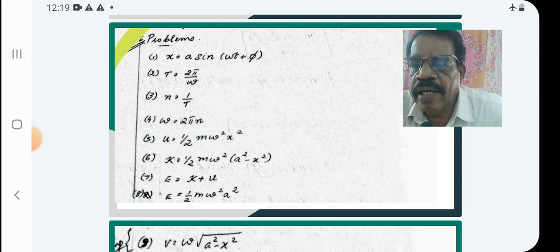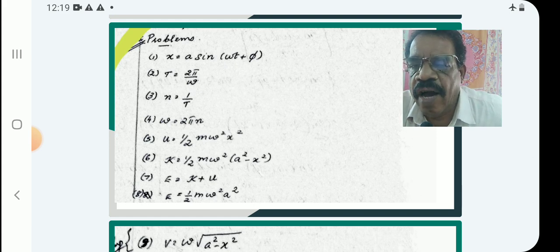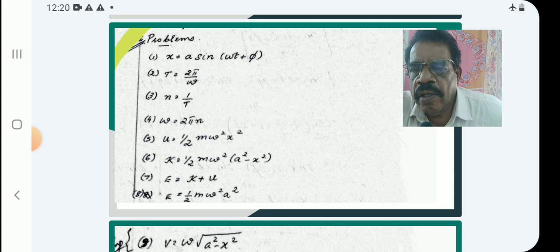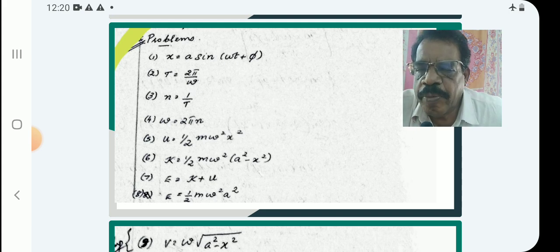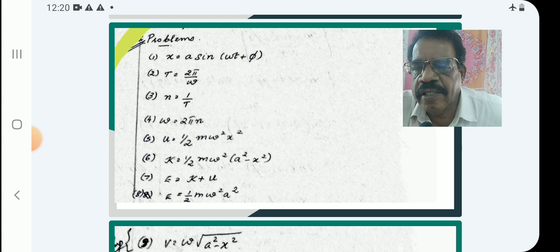Then potential energy, that we will see soon. Potential energy is half m omega square x square. Kinetic energy is half m omega square into a square minus x square. And then comes total energy, K plus U. Kinetic plus potential, that is E is half m omega square a square. Energy expressions we study in the next class, not now. The derivation of energy or the expression for energy and the related problems we study in the next class.